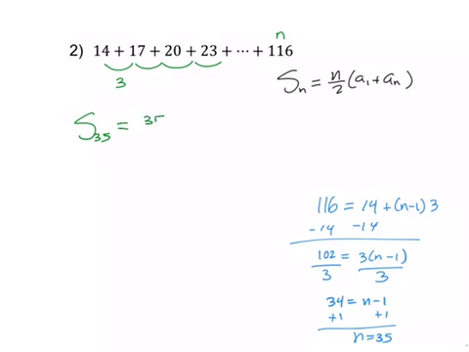equals 35 divided by 2 times 14 plus 116. So 35 divided by 2 times 130. So I have 35 times 65, 2,775.